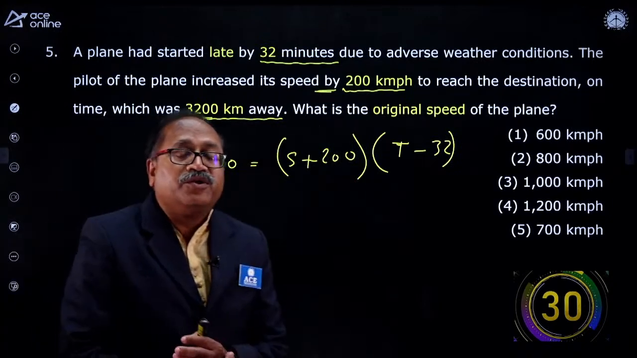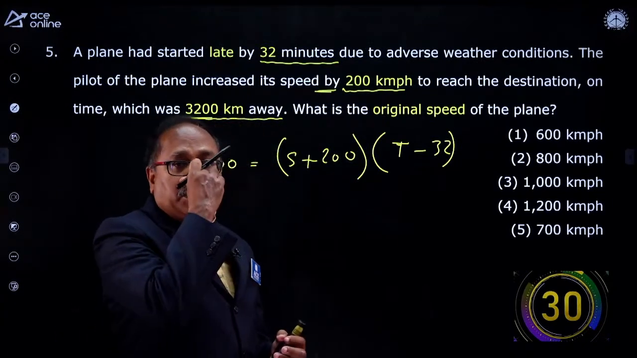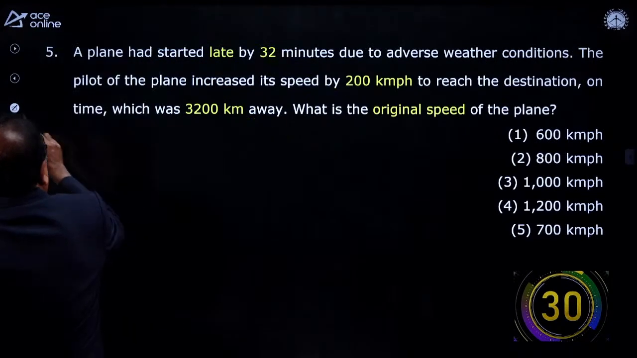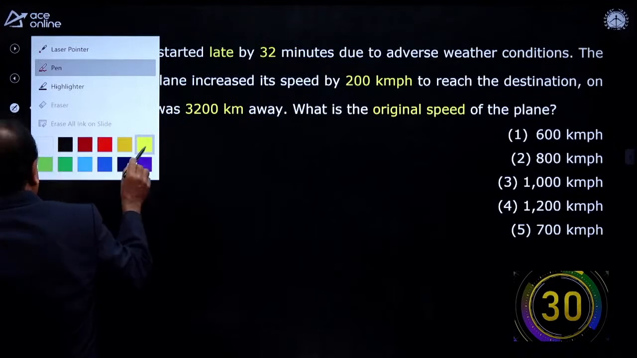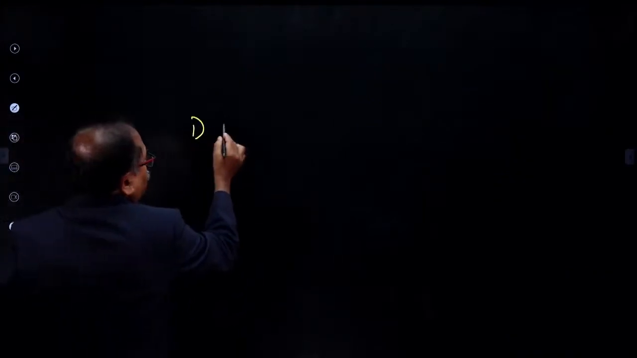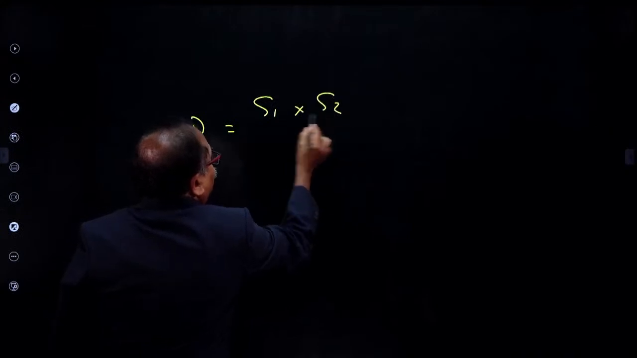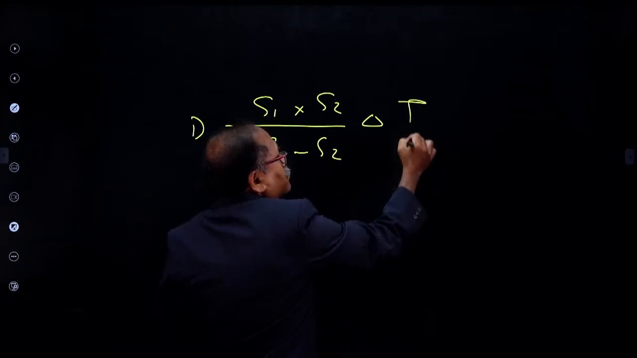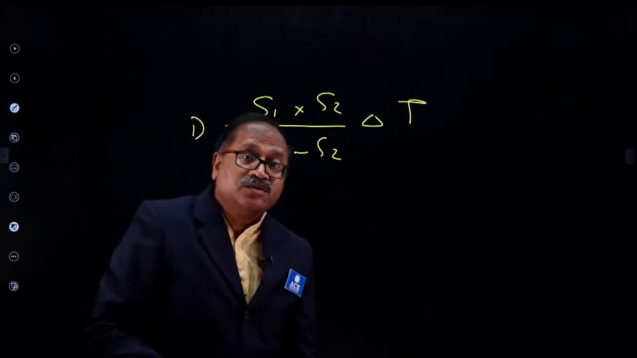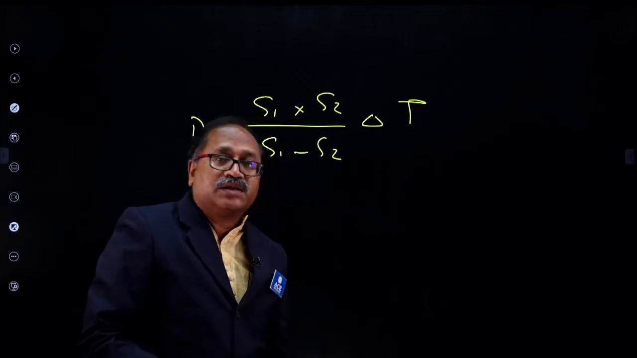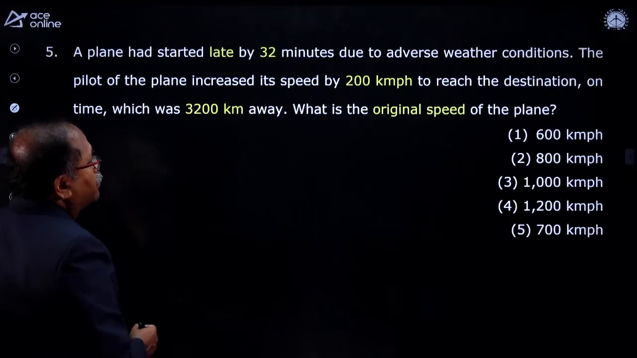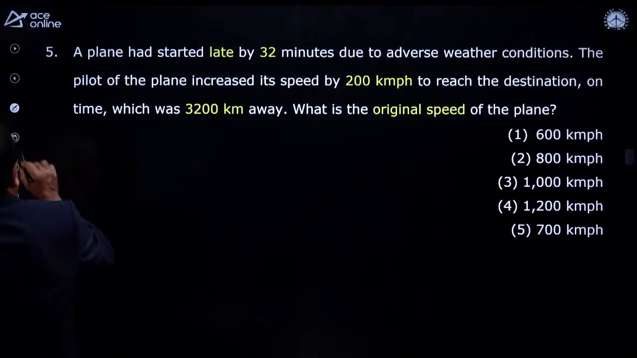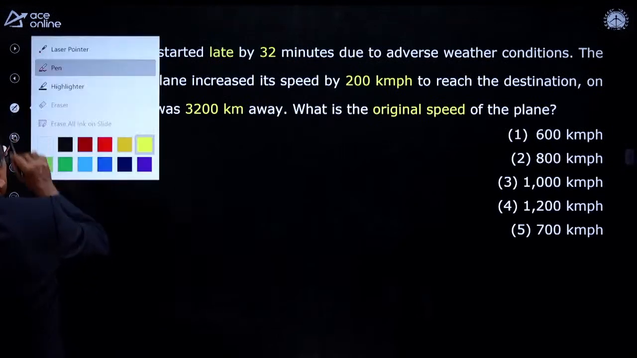What is the original speed? I don't know. Can I consider the original speed here? Instead of writing all this, it will create a lengthy process. So what I do is, I will go for the distance is equal to S1 into S2 by S1 minus S2, times delta time, the difference of time. Can I use this formula? Let's try this. So let's apply this formula now.